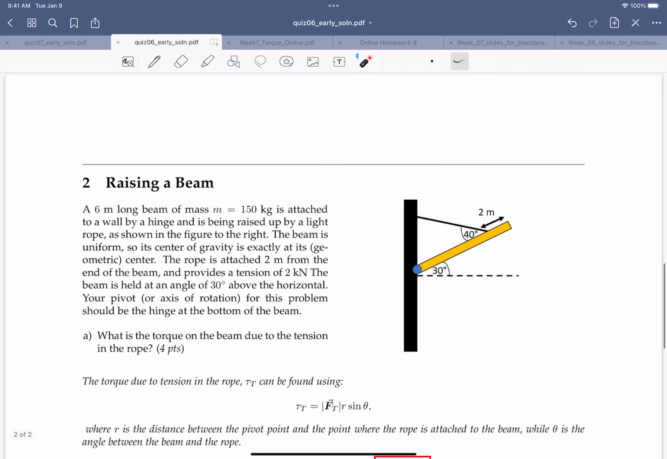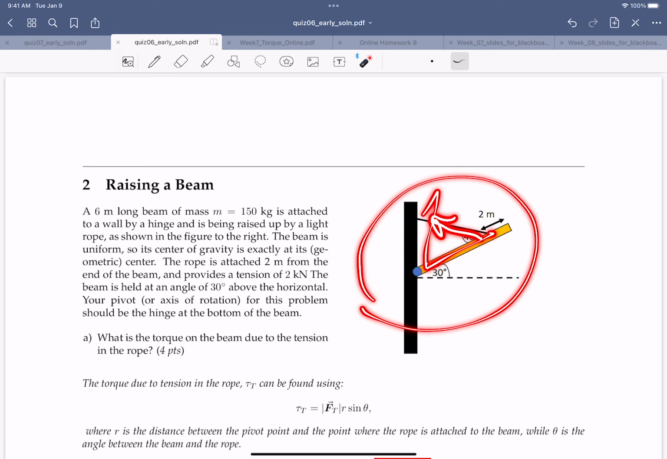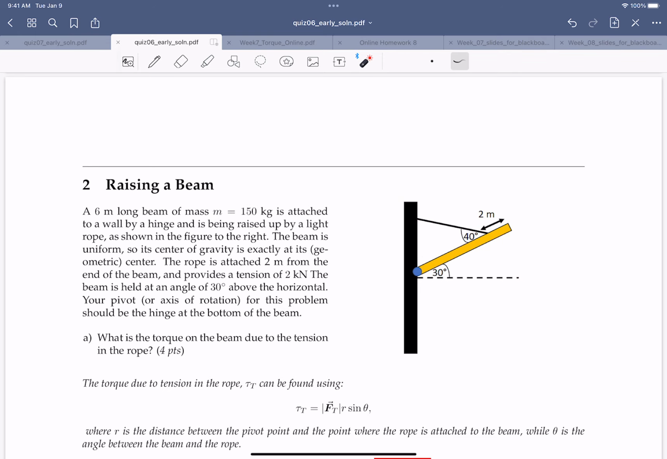Now, the tension pulls this way. So should our torque be positive or negative? And why? Why is it positive? Counterclockwise, right? So if this was kind of like a clock, right? Pulls this way, I go backwards in time, counterclockwise, right?